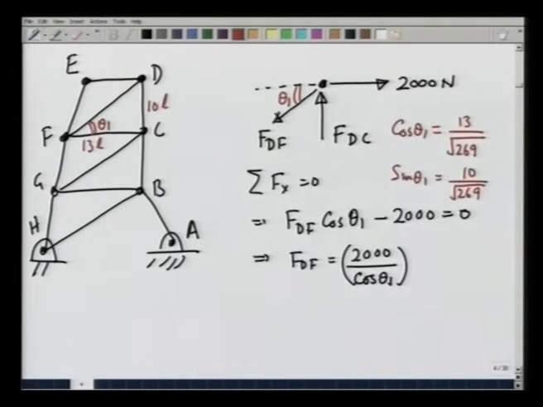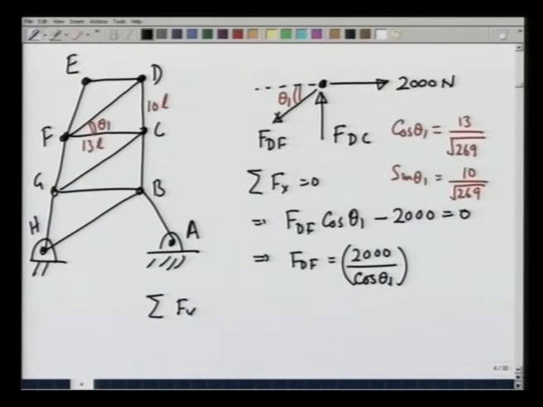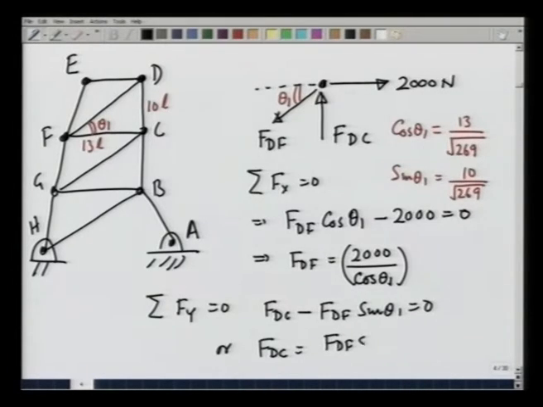Once I get F_DF, I can also calculate F_DC from the condition that summation F_y is equal to 0, and that gives me F_DC minus F_DF sine theta 1 equals 0, or F_DC equals F_DF sine theta 1, which is 2000 tangent of theta 1. Let us calculate these numbers. So, the numbers that we get are, let me make the picture again.